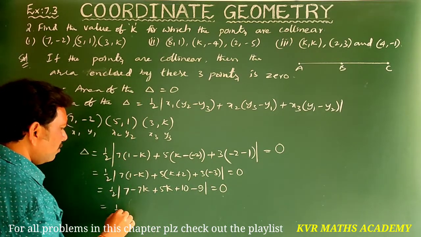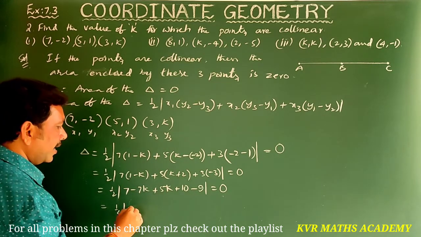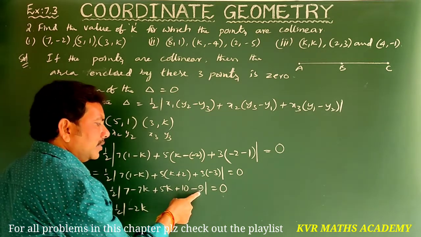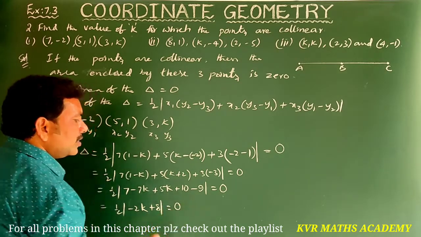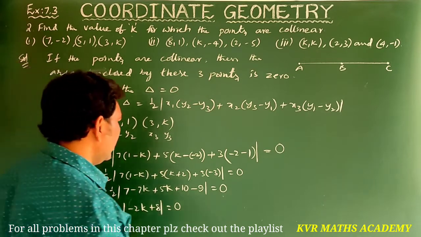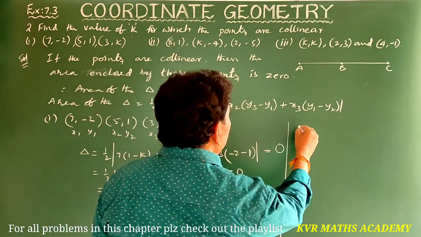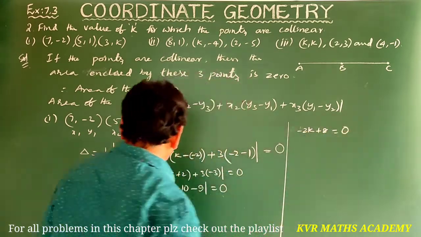That is equal to half modulus of minus 7k plus 5k minus 2k, 10 minus 9 is 1, plus 7, 8, is equal to 0, right? Let us do here. That is equal to half, minus 2k plus 8 is equal to half.